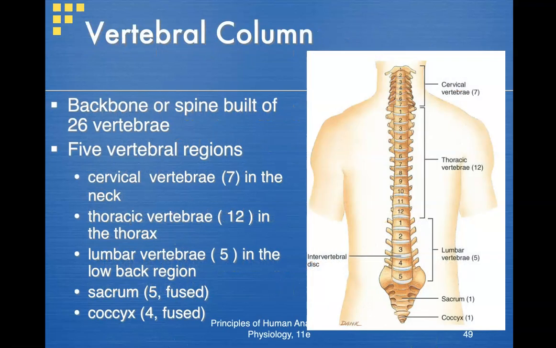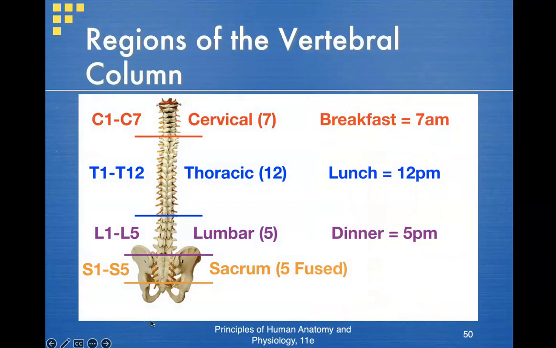So when we look at the vertebral column, we're going to break it up into these 5 different regions: the cervical vertebra here, the thoracic vertebra, the lumbar vertebra, and then here the sacrum, which are these 5 fused vertebra, and then the coccyx, which is going to be these 3 to 5 fused vertebra. They give you the average, which is 4.